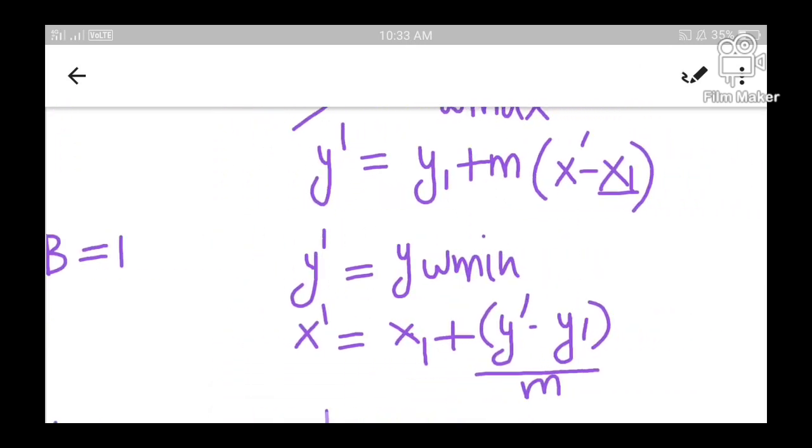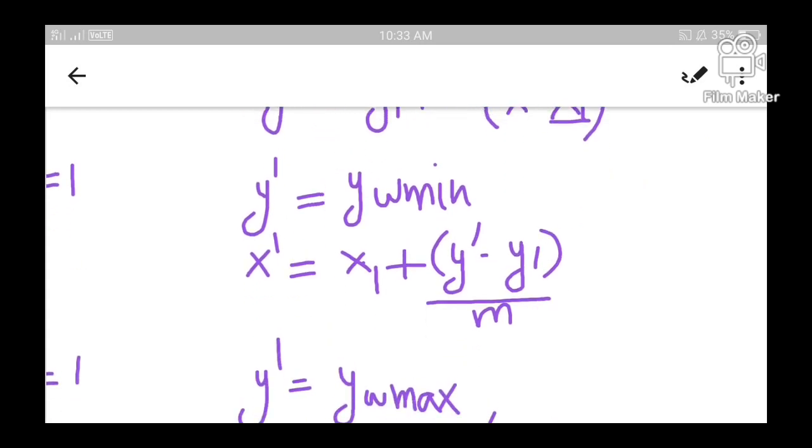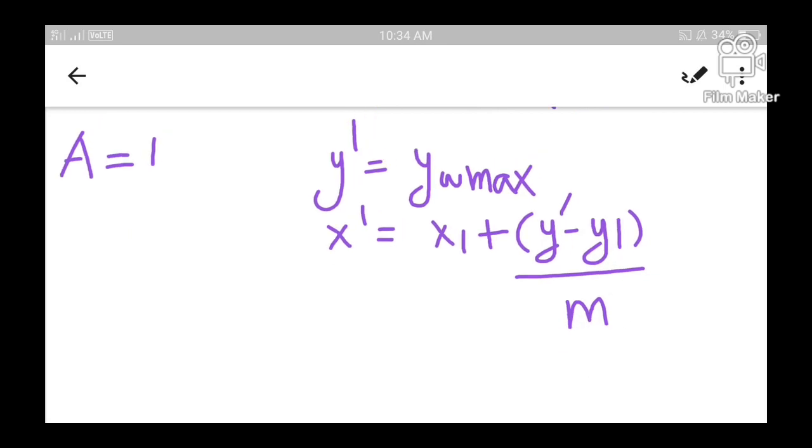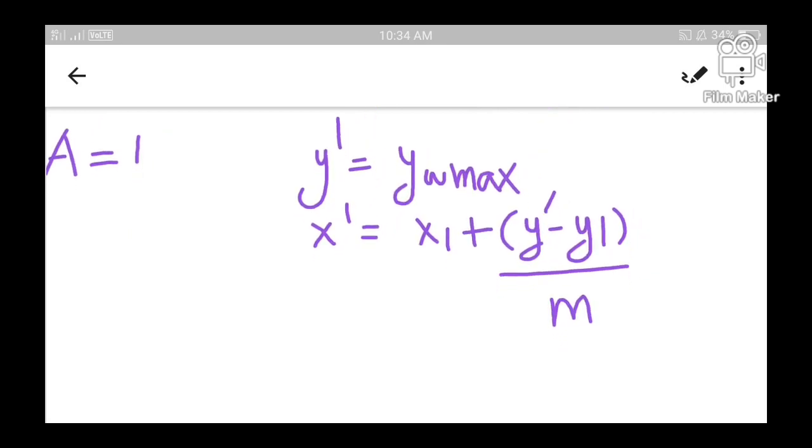Now if the below bit is 1, then y dash can be computed as yw min, which is the top boundary of the window. Setting the value of y dash is equal to yw min and setting the value of x dash as x1 plus y dash minus y1 by m. Here x1, y1 are the point to be clipped. Y dash is the value just computed and m is the slope of the line. And if the above bit is 1, then we can say y dash is equal to yw max, which is the bottom boundary of the window, and x dash is equal to x1 plus y dash minus y1 by m.